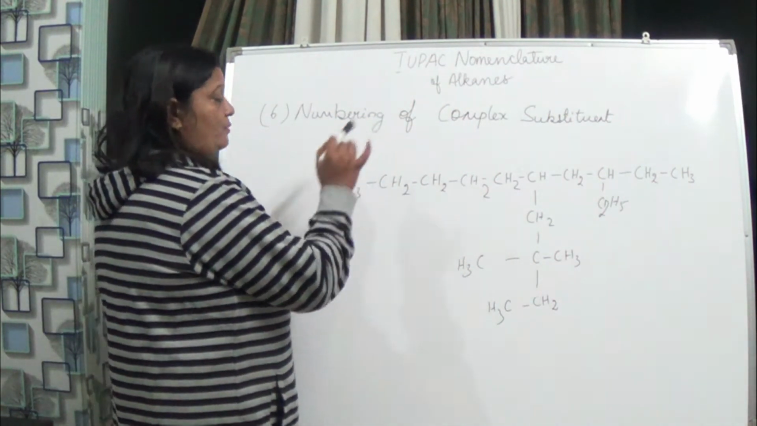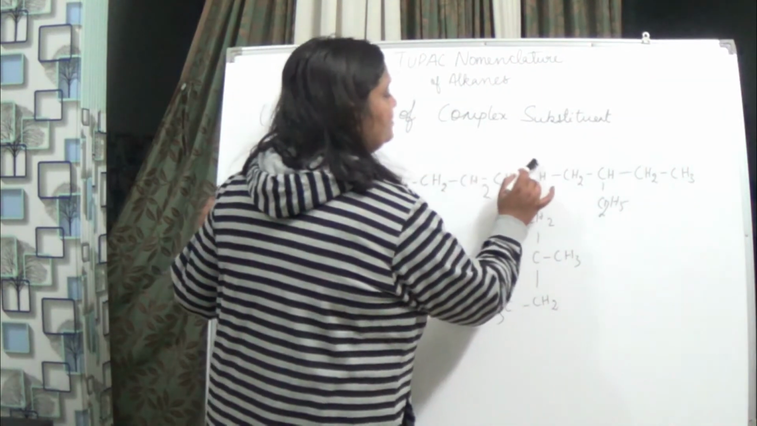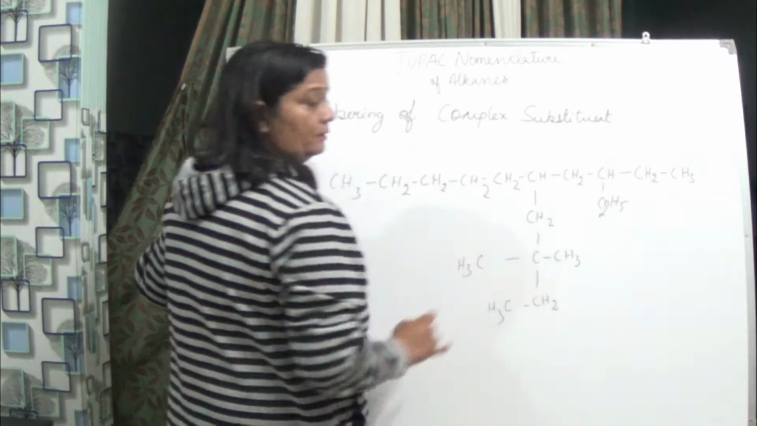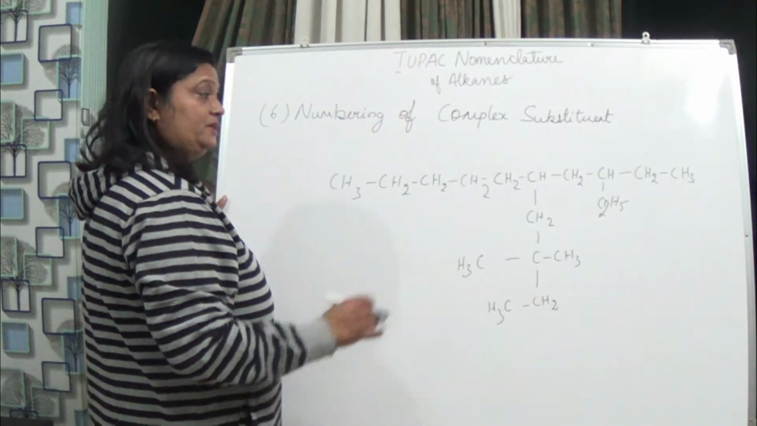So if we are counting 1, 2, 3, 4, 5, 6, 7, 8, 9, 10. So it is coming 10. It's all right.